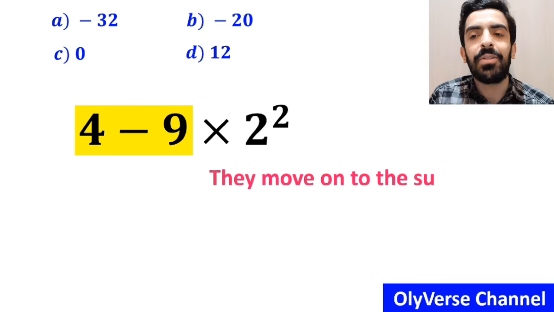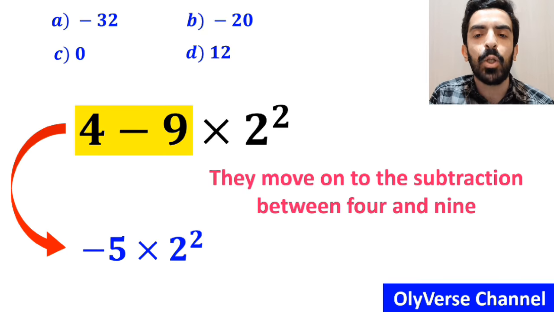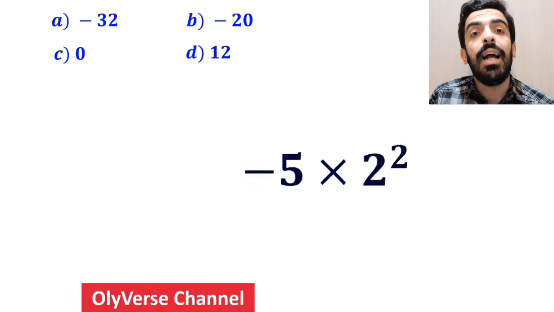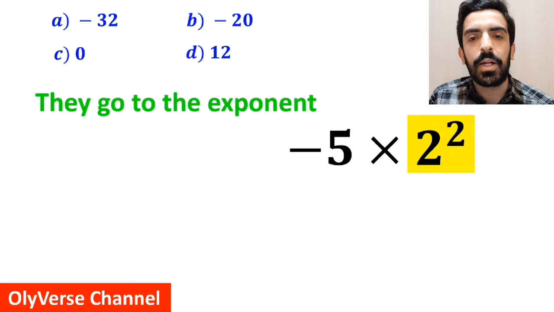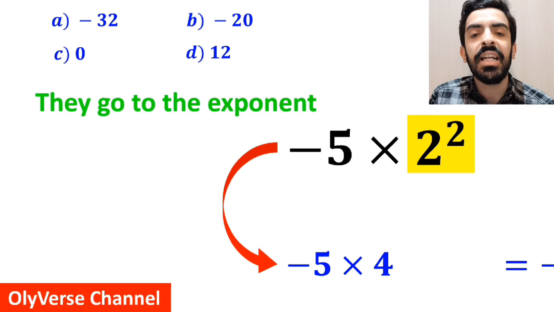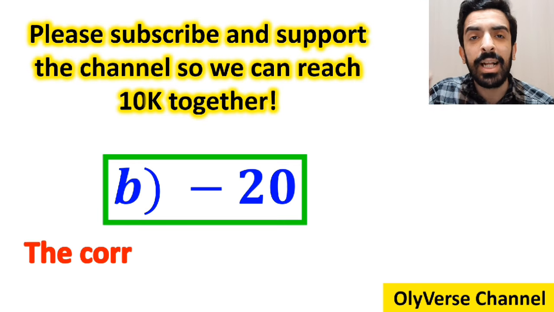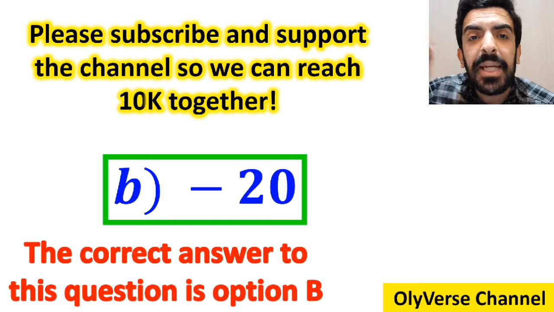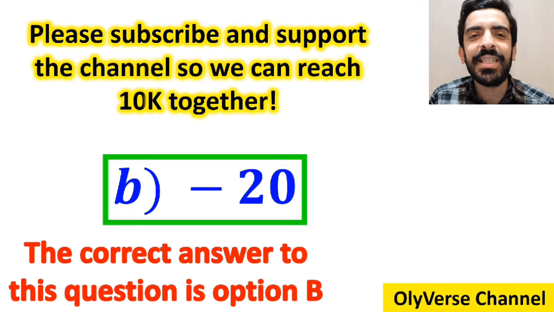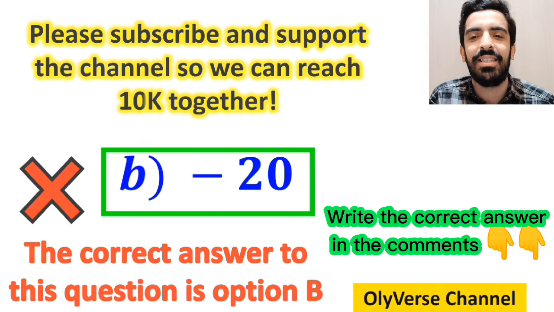Then, they move on to the subtraction between 4 and 9 and they rewrite this expression as negative 5 multiplied by 2 squared. And the final step, they go to the exponent and replace this expression with negative 5 multiplied by 4, which finally gives them the answer negative 20. And they conclude that the correct answer to this question is option B. But I have to say, we were tricked and it's not the correct answer to this question.